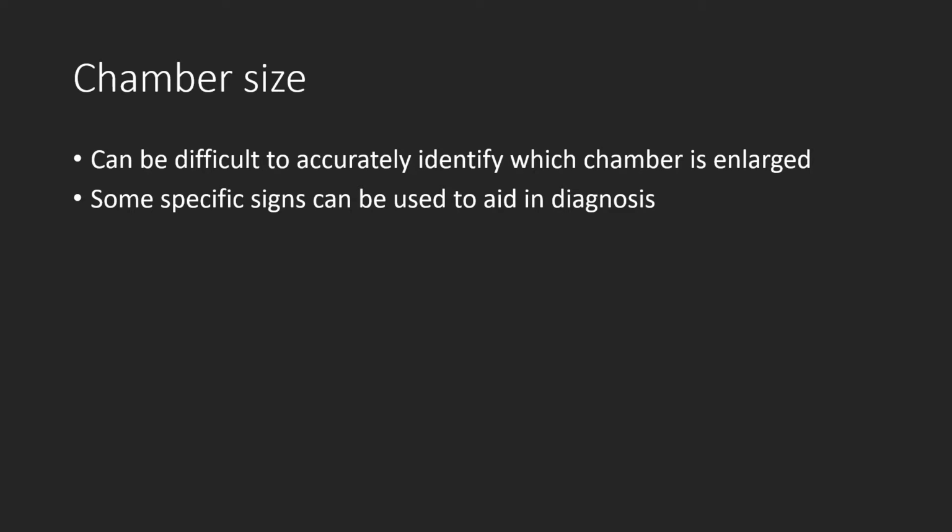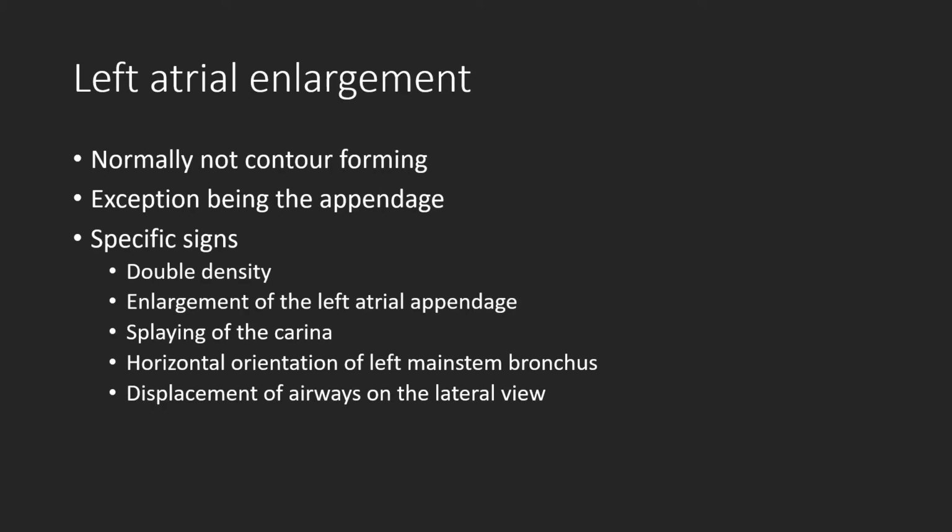Let's now talk about how to recognize if a particular chamber of the heart is enlarged. This can be quite difficult to do, particularly if the heart is globally enlarged, though there are some specific signs that can increase our accuracy. Let's first talk about the left atrium. Remember that the left atrium is largely not contour forming, with the exception of the left atrial appendage, which is generally not discretely seen as a prominent contour. Some specific signs we will use and address will be the double density sign, enlargement of the left atrial appendage, splaying of the carina, a horizontal orientation of the left mainstem bronchus, and displacement of the airways in the lateral view.